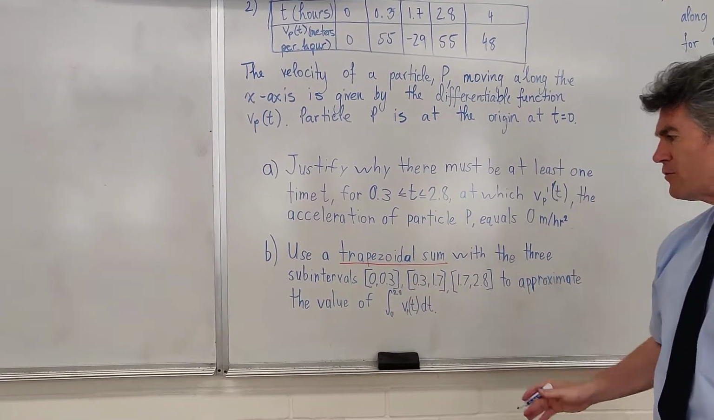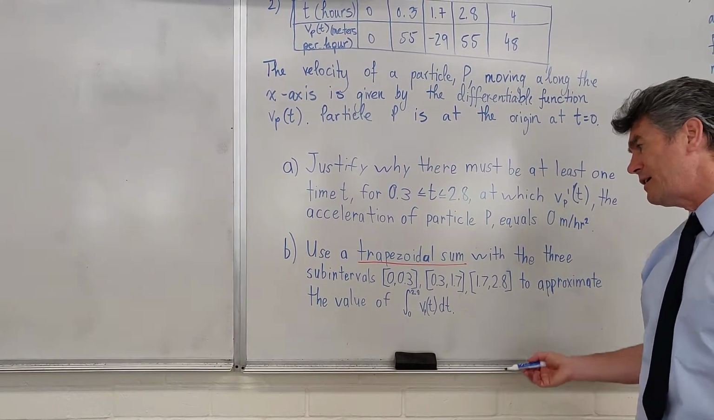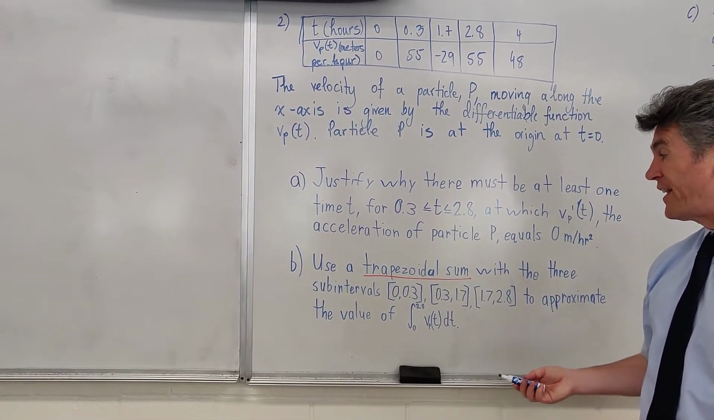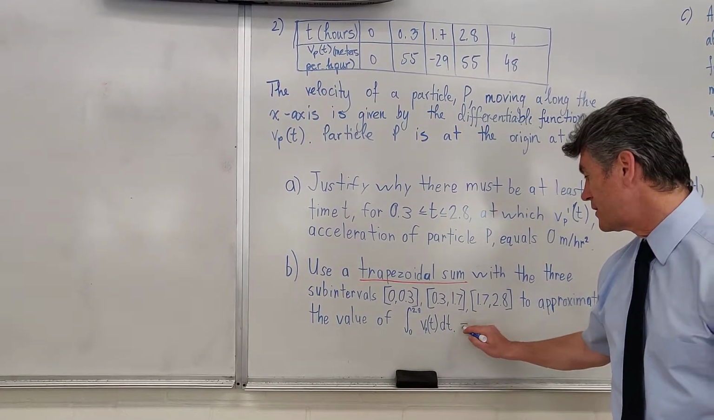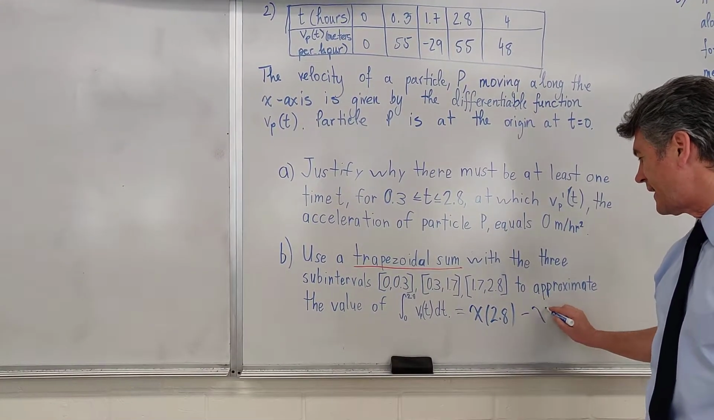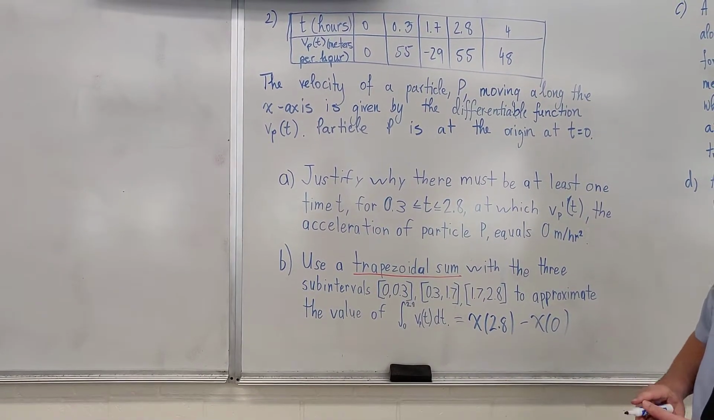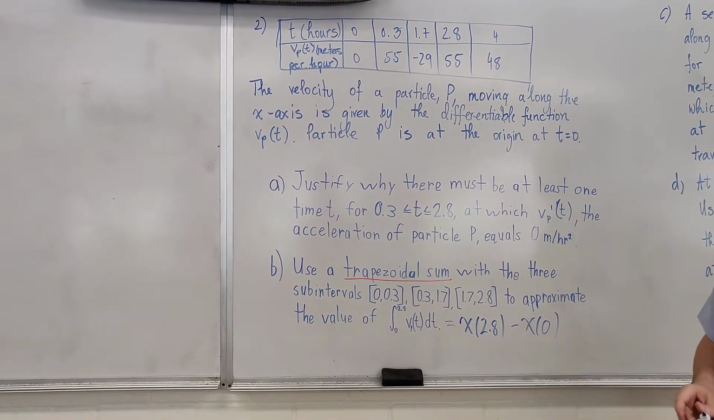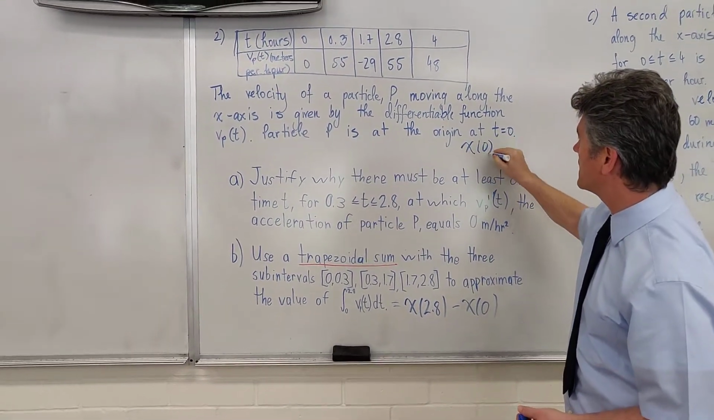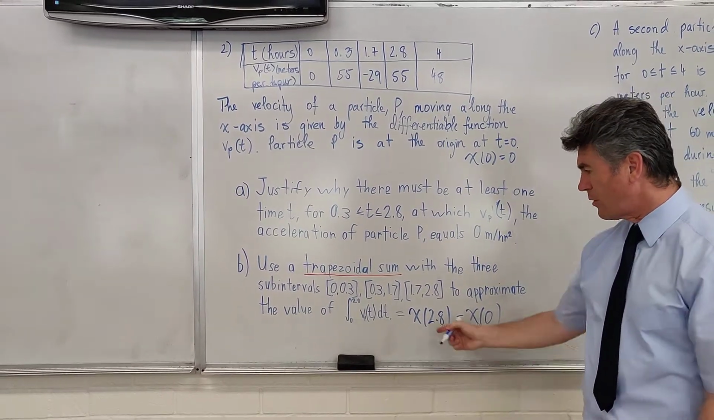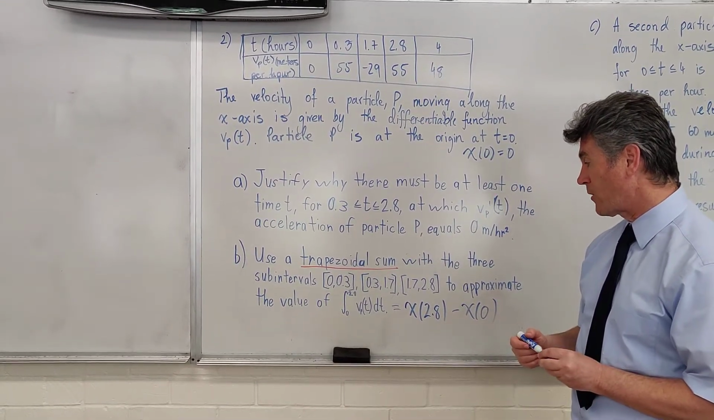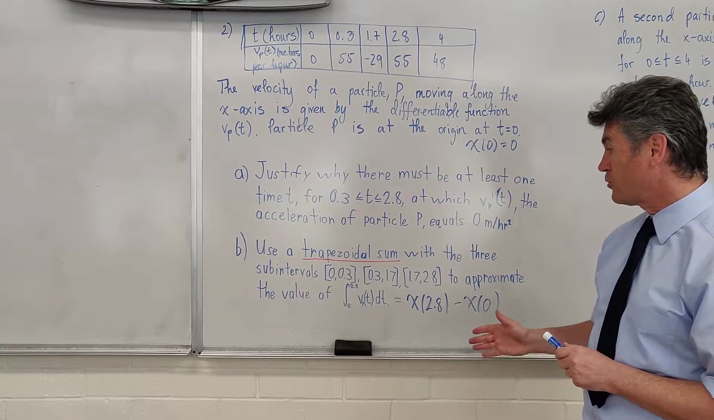Reminder, this is a definite integral, so what we're going to find is the area between the curve v of t and the x-axis. And so what we're finding is the change in the position. So this is really equal to x of 2.8 minus x of 0. We do notice that particle p is at the origin at 0, so x of 0 is equal to 0. So when we do all of this, we approximate the position of the particle at time t equals 2.8.